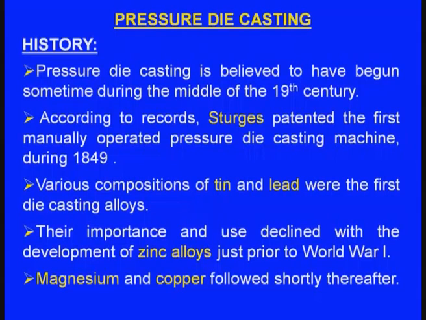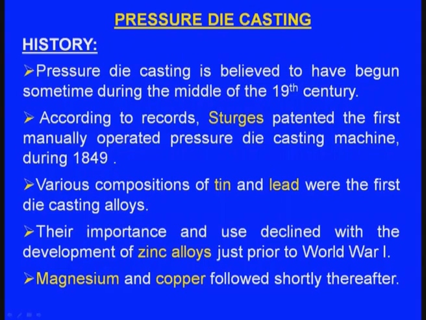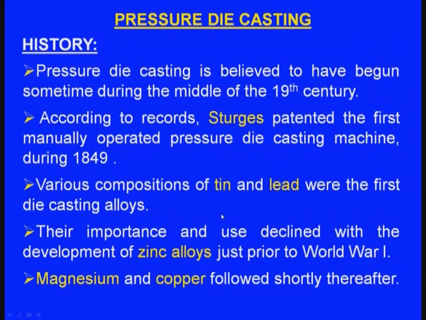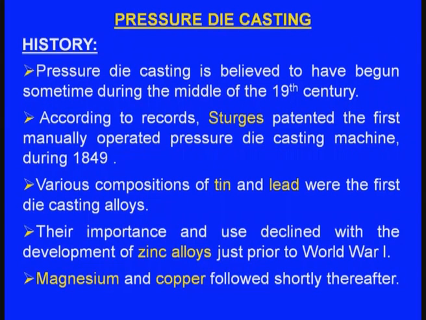According to the records, Sturgis patented the first manually operated pressure die casting machine in 1849. So, this man patented the pressure die casting. Various compositions of tin and lead were the first die casting alloys. Initially, pressure die casting was meant for casting tin and lead components. Their importance and use declined with the development of zinc alloys. Later, zinc alloys were developed, so slowly people started even making zinc castings using the pressure die casting process.